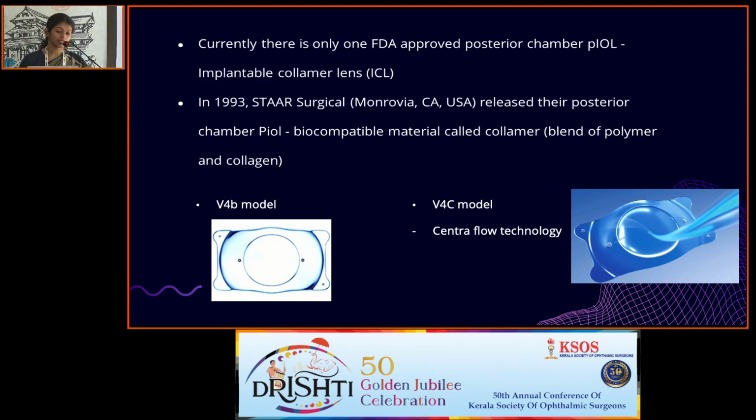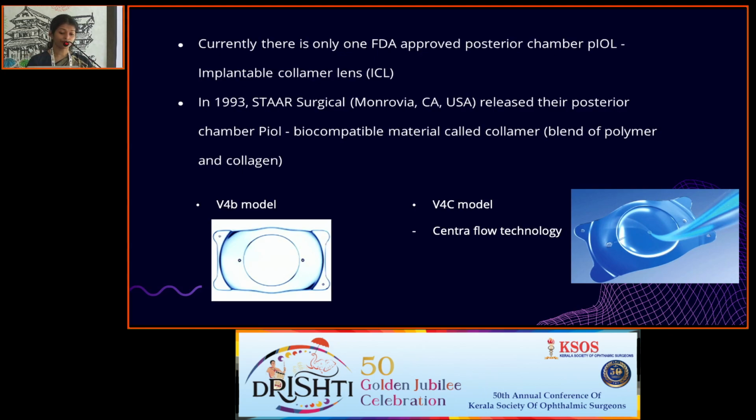was released by STAAR Surgical, made of a biocompatible material called Collamer, which is a blend of polymer and collagen. It has a plate haptic design and an anterior lens vaulting, which is designed to prevent crystalline lens contact. The vaulting predisposes the eye to pupillary block glaucoma. To prevent this, a peripheral iridotomy is suggested before placing the V4B model.